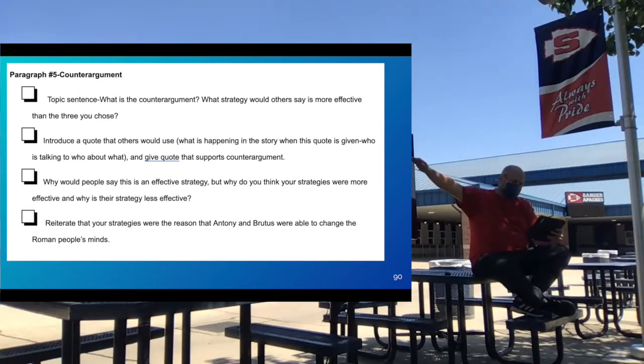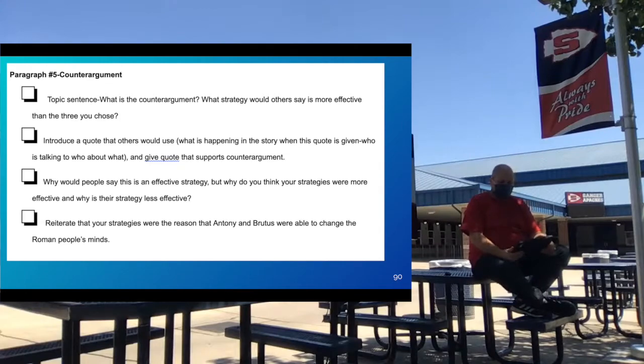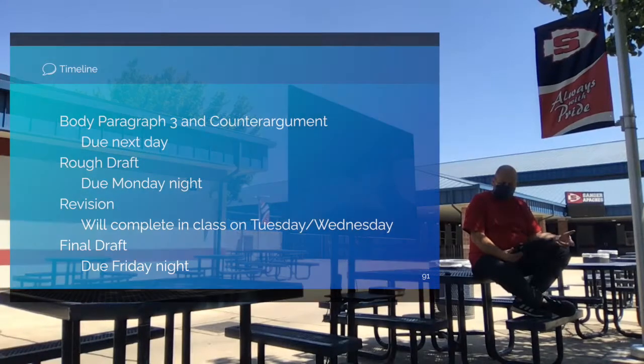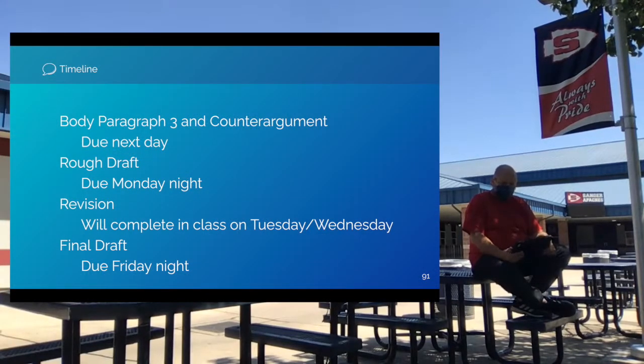Again, topic sentence, introduce what their quote is and give the counter argument quote, and explain what their argument is and then why you're more correct. And then again, just end explaining why you're more correct or why ultimately your 3 strategies were the best. Okay, so that's what you're going to be working on today, is just those 2 paragraphs. And again, after that, you pretty much technically should be done with the entire essay.